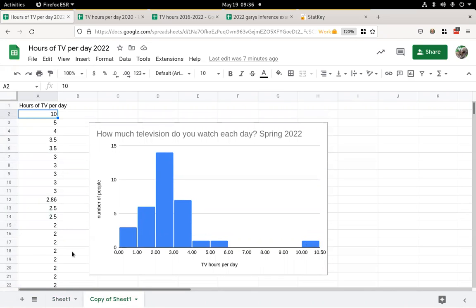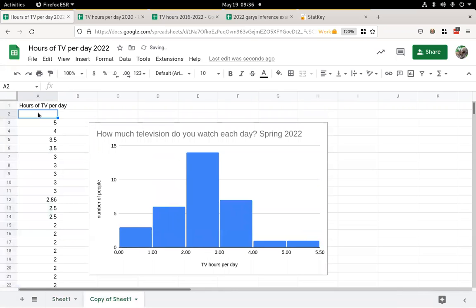So in this copy, I don't want to edit the original data. I'm just going to delete that 10. And so this is a histogram of the current student data, spring 2022, in my statistics classes.